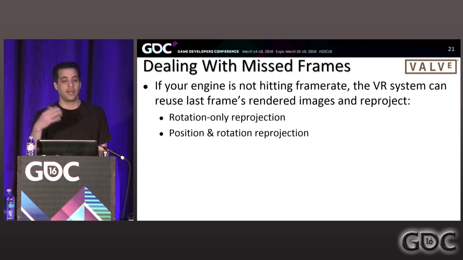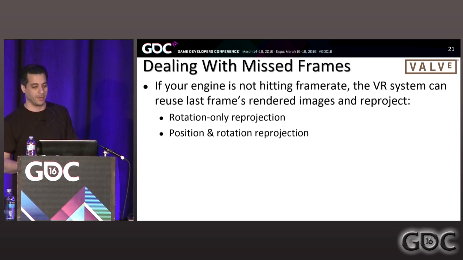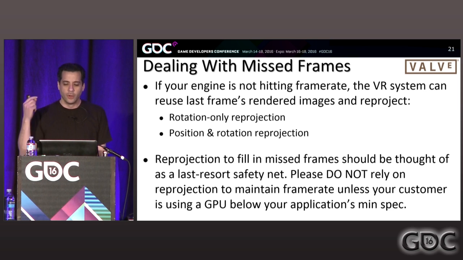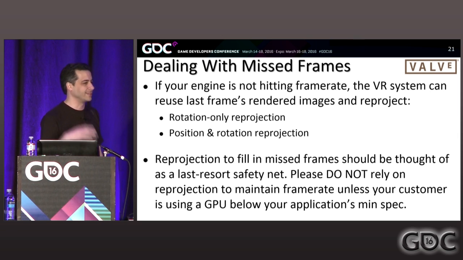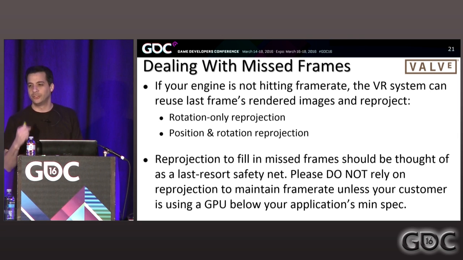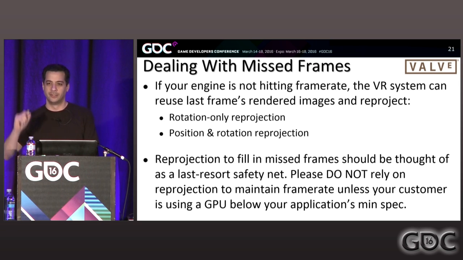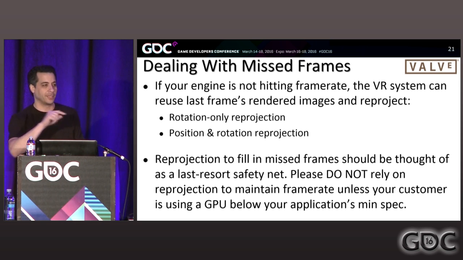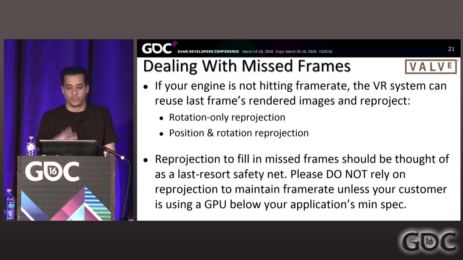Now, by reprojection, Oculus uses the term time warp to refer to rotation-only reprojection, I believe. I hope I don't have that wrong. But there's also ways to do position and rotation reprojection by using a depth buffer, which I'll talk briefly about. Reprojection is fine for filling in missed frames, I think, but you really should think about that as a last resort safety net. You absolutely should not rely on reprojection to maintain frame rate on whatever your application says is the min spec. If you tell your customers, this GPU is our min spec, you should not rely on reprojection to maintain frame rate. I think that's a bad idea, because there's visual artifacts that come with reprojecting.